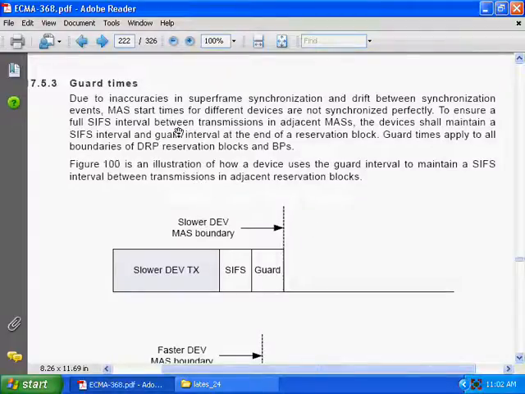Due to inaccuracies in superframe synchronization and drift between synchronization events, media access slot start times for different devices are not synchronized perfectly. To ensure a full SIFS interval between transmissions in adjacent media access slots, the devices shall maintain the short interframe spacing interval and guard interval at the end of the reservation block.